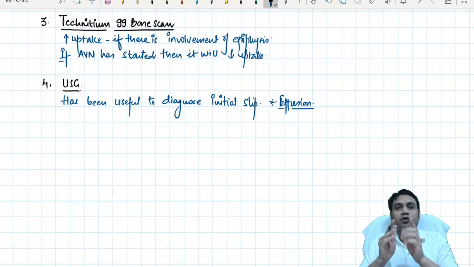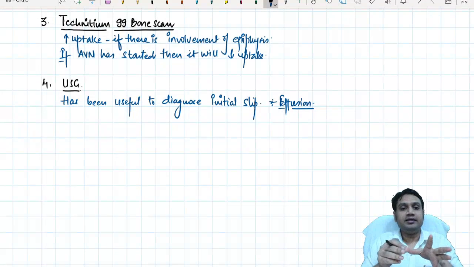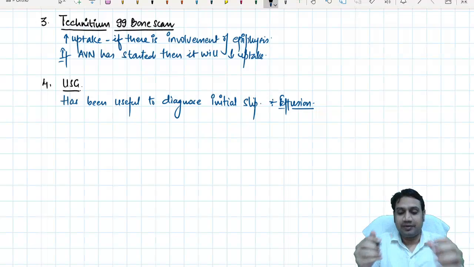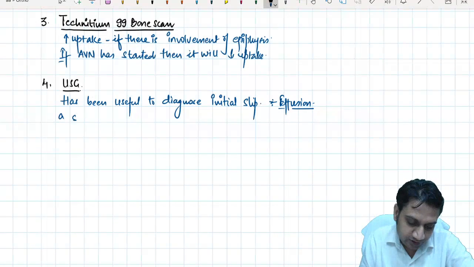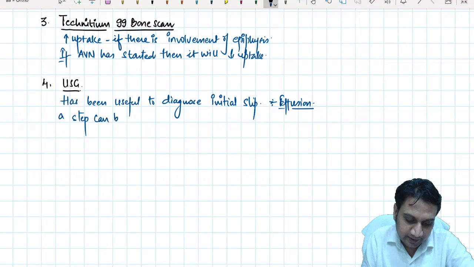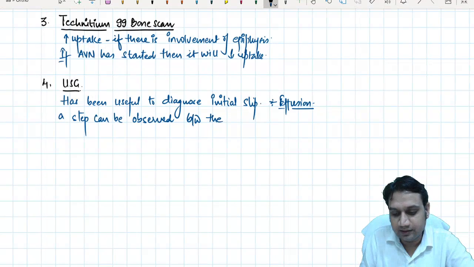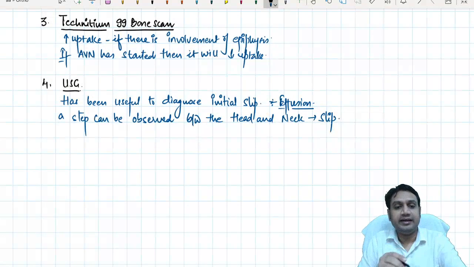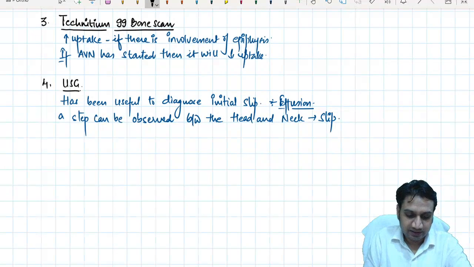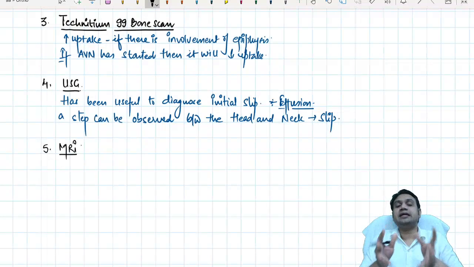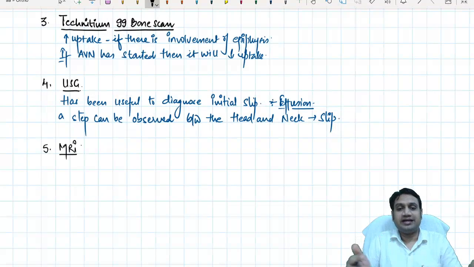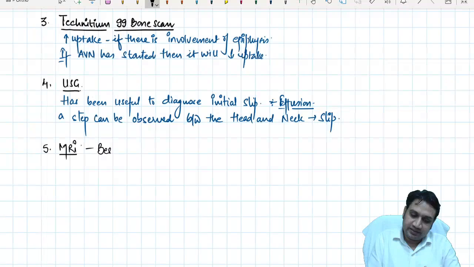That will be seen as a step or a space between the femoral neck and the epiphysis, which is created by slipping, right? So a step can be observed between the head and the neck area. Why is it created? Because of the slip, because they have moved away, right? And obviously the best investigation for any condition which can lead to avascular necrosis is always the MRI, right? So MRI is always the best.